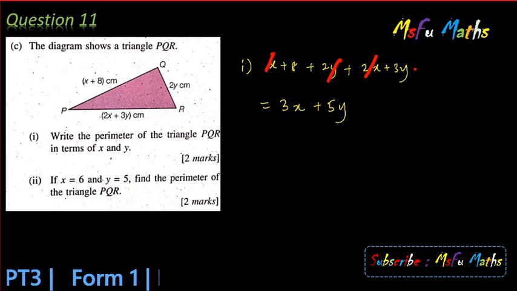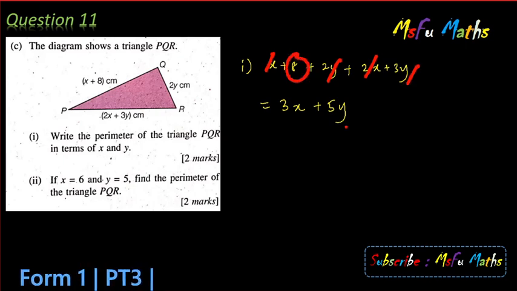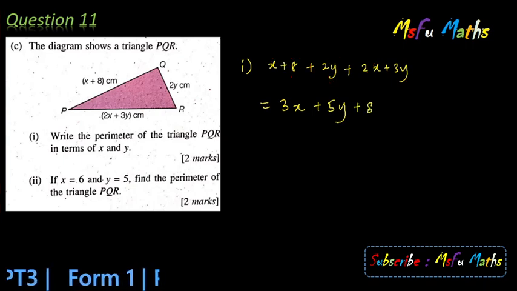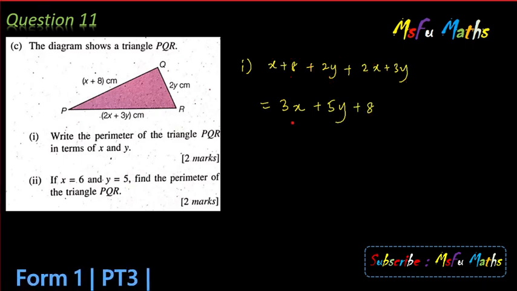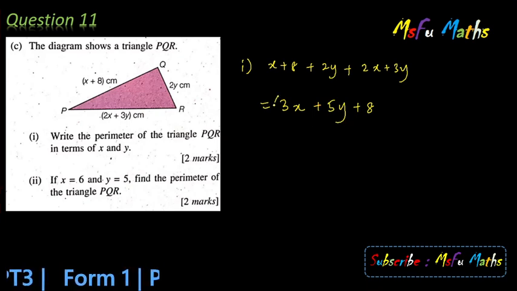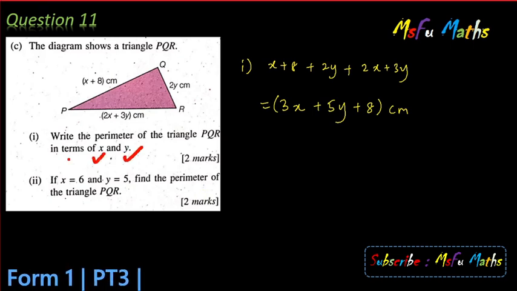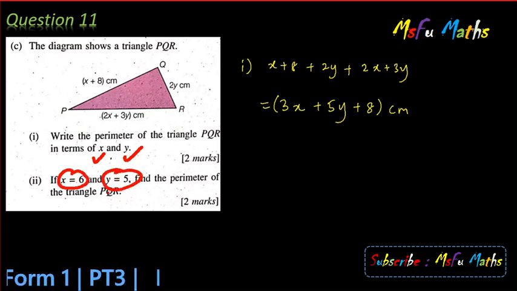And done. One more. This one, just one, 8, no partner. Never mind. Just write here 8. That's the answer. You can't add any more because all these are unlike terms. Leave it. Maybe you can write in a bracket centimeters. So that is the perimeter in terms of x and y. 3x plus 5y plus 8.